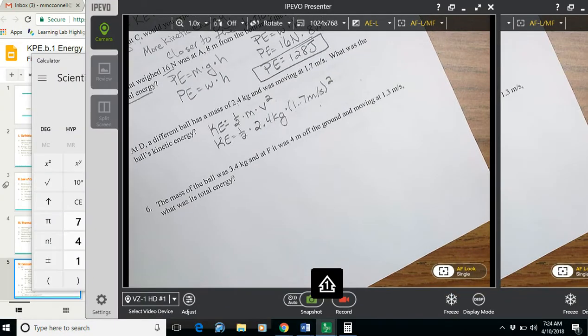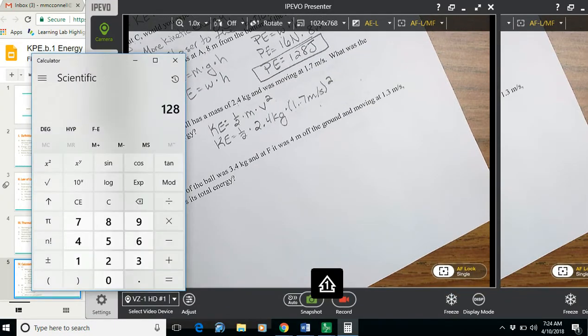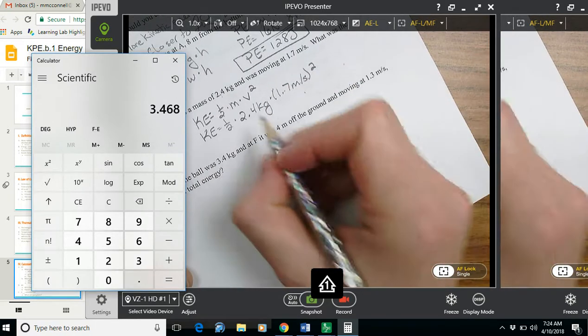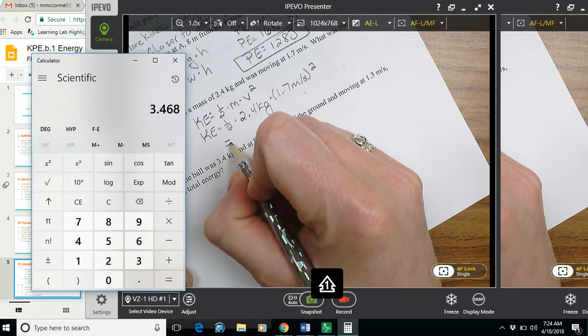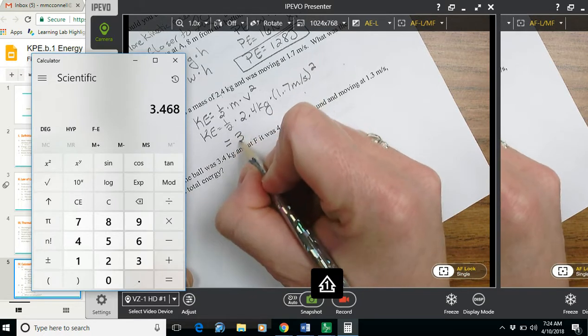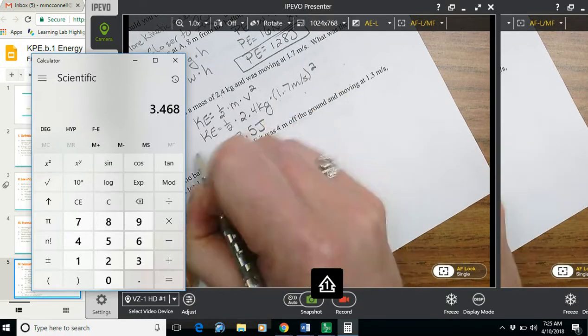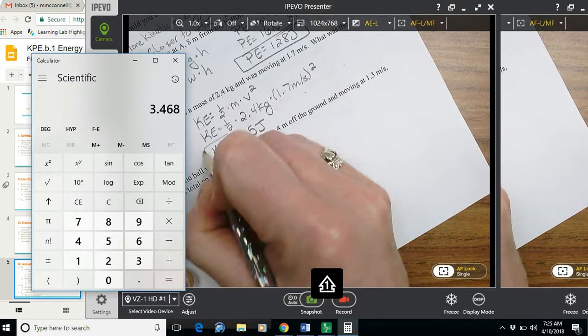I'm going to pop my calculator open. 0.5 times 2.4 times 1.7 times 1.7. That's the easiest way for me with this calculator. And I get 3. I'm going to round it to 3.5 joules to make it easy myself.